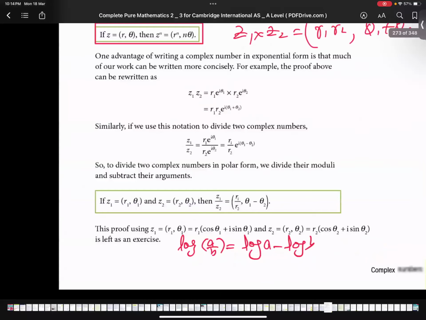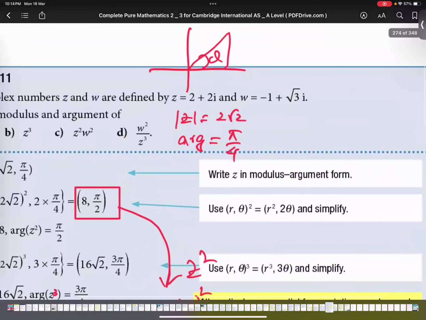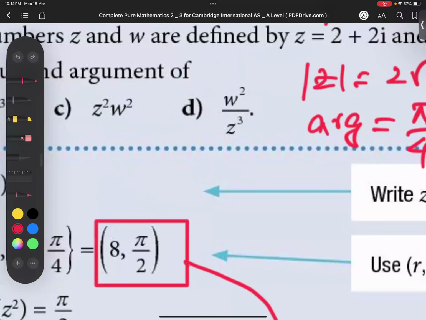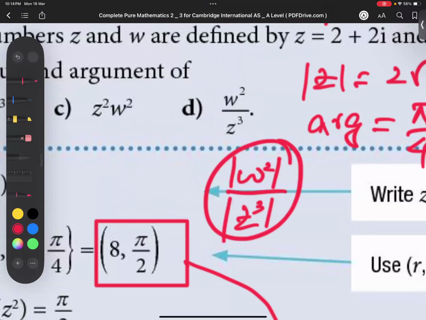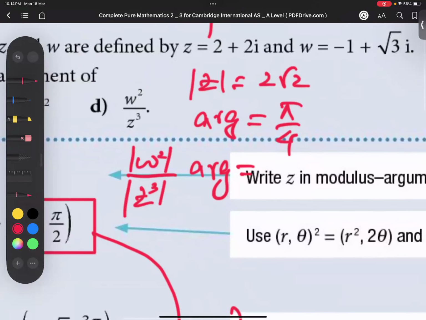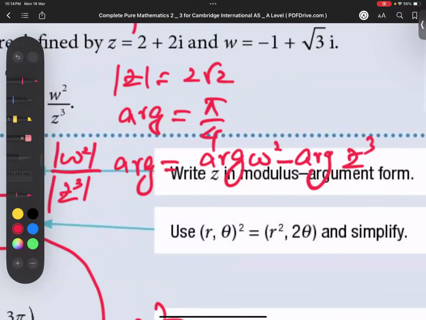So let's talk about an example, then you realize what is going on. For example, can you see W square and Z cube are dividing each other. I tell you directly, the modulus of W square and the modulus of Z cube will divide directly. But what about the argument? The argument of the whole number is simply the argument of W square minus the argument of Z cube. So this is the whole story, and I'm going to show you.